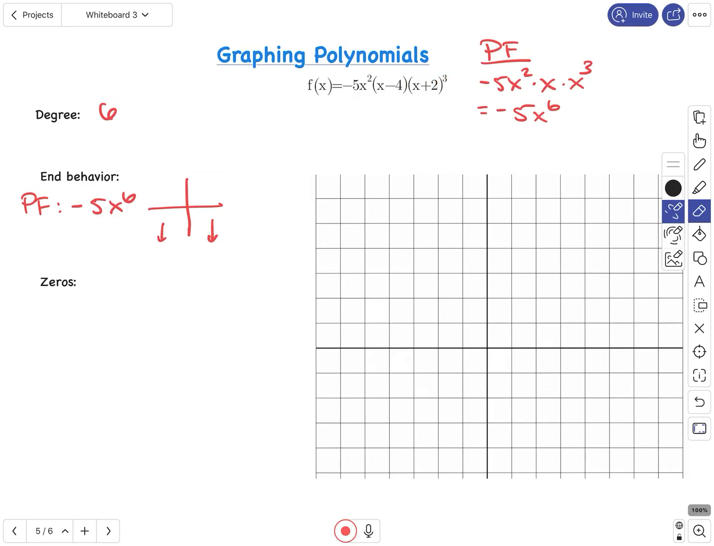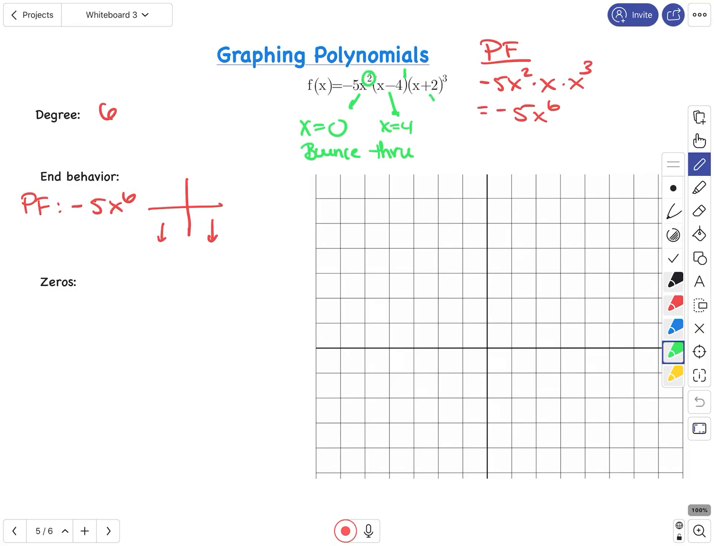Okay, moving to the zeros. The zeros are given by x equals 0, which has a multiplicity or degree 2, so this is a bounce. X equals 4, which has a multiplicity of 1, or an exponent of 1, which is odd. So that's a through. And then x equals -2, multiplicity 3, or exponent 3, that's odd, so that's another through. So writing that over here, x equals 0 is a bounce intercept, x equals 4 is a through intercept, and so is x equals -2.